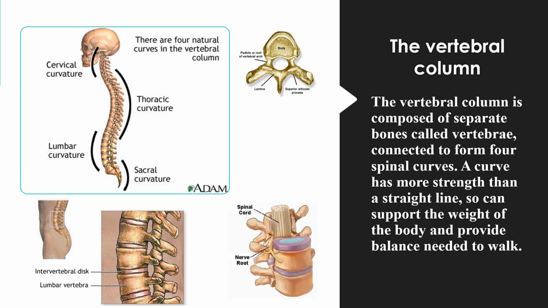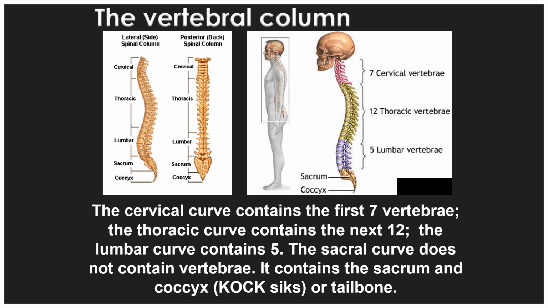The vertebral column. The vertebral column is composed of separate bones called vertebrae, connected to form four spinal curves. A curve has more strength than a straight line, so it can support the weight of the body and provide balance needed to walk. The cervical curve contains the first 7 vertebrae. The thoracic curve contains the next 12. The lumbar curve contains 5. The sacral curve does not contain vertebrae. It contains the sacrum and coccyx or tailbone.